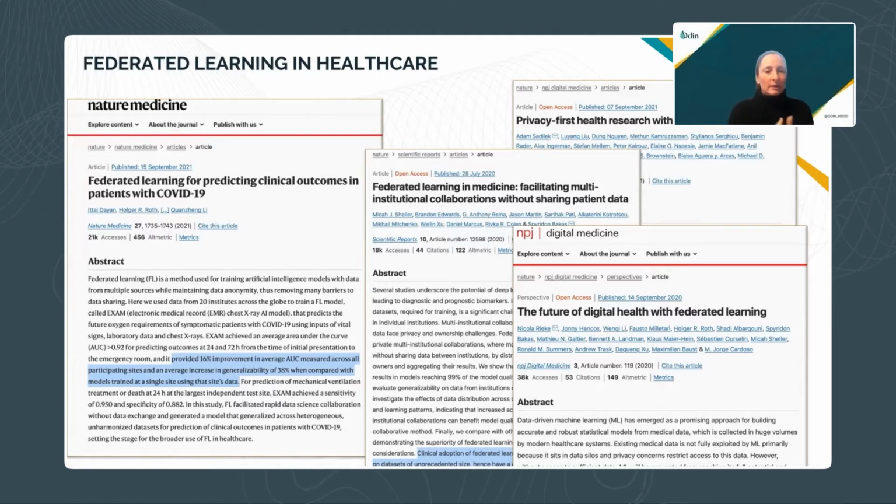So one interesting result here is the article on the left that has developed. 20 sites worldwide very quickly came together to develop a model that predicts clinical outcomes in patients with COVID. And this would not have been possible if they needed to aggregate all that data and have all the processes in place to bring all that data to a single site.